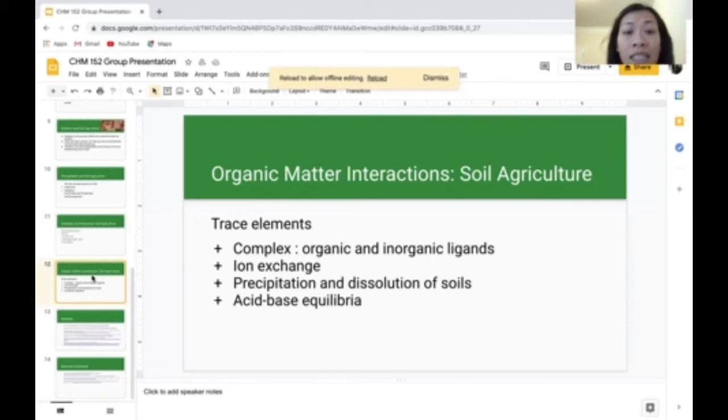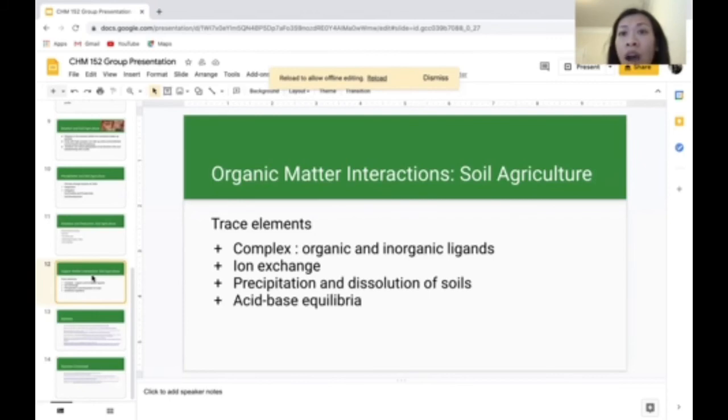Let's talk about the organic matter interaction in soil agriculture. The availability of trace elements to plants is governed by a variety of reactions that include complexation with organic and inorganic ligands, ion exchange and absorption, precipitation and dissolution of soil, and acid-base equilibrium.